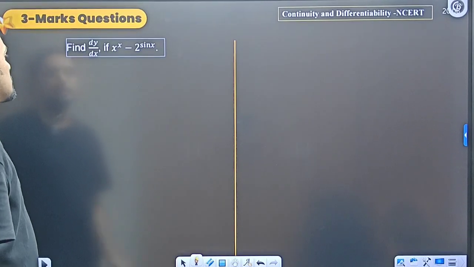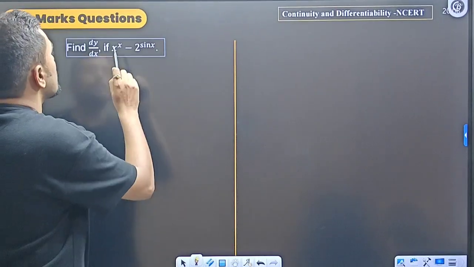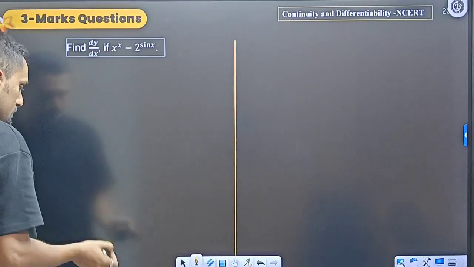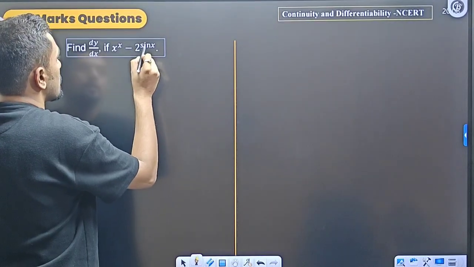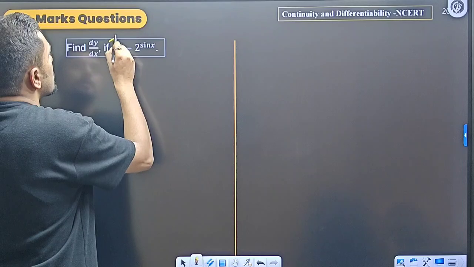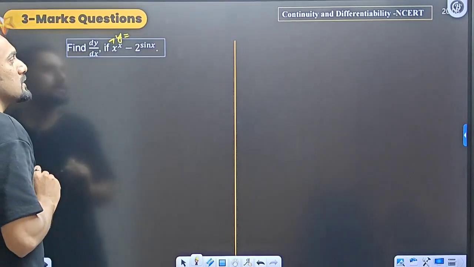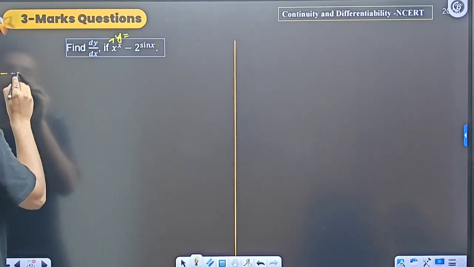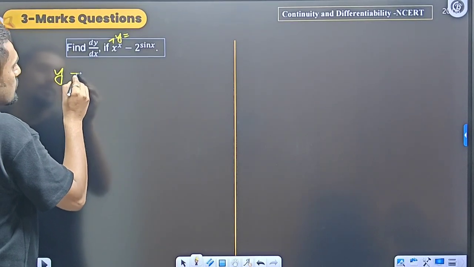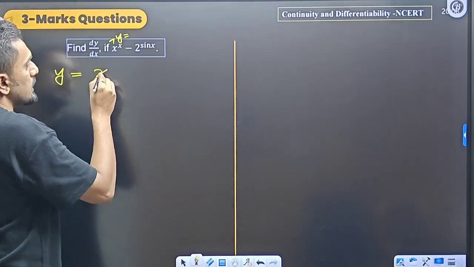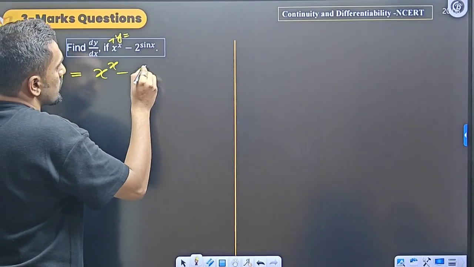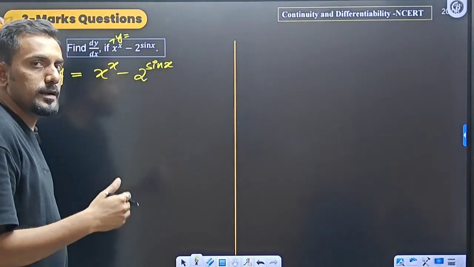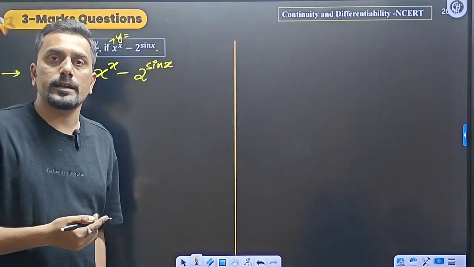And the next question is, find dy by dx if y is equals to x raised to x minus 2 raised to sin x. So what he has given is y is equals to x raised to x minus 2 raised to sin x. This 2 raised to sin x can be differentiated by using exponential derivative.